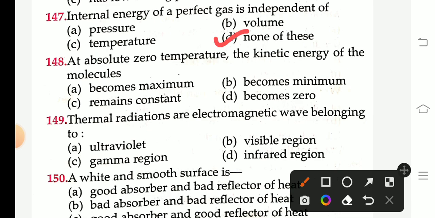Next, at absolute zero temperature the kinetic energy of the molecules, right answer will be option D, becomes zero. Next, thermal radiations are electromagnetic waves belonging to, right answer will be option D, infrared region.